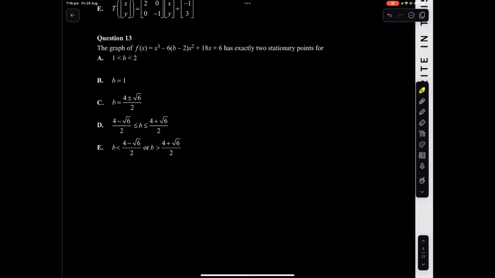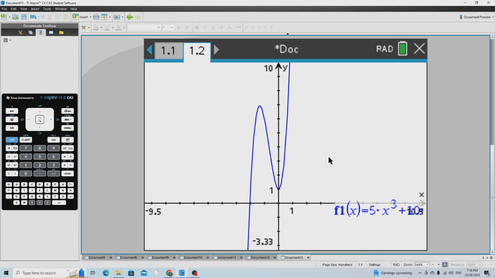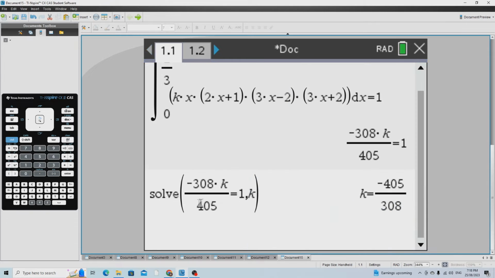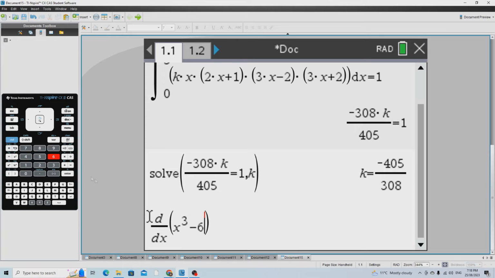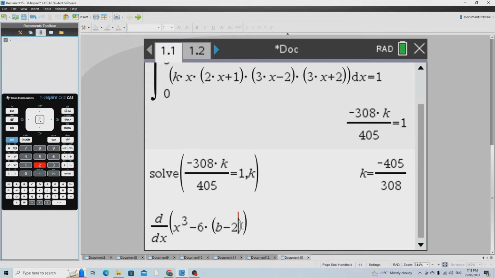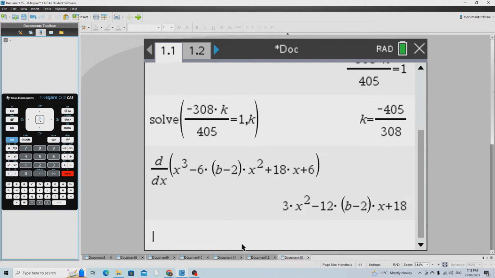Alright, the graph of f of x has exactly 2 stationary points, find b. Very easy, just probably use the discriminant for this. So go on your calculator and just say, find the derivative of this function, so x to the power 3 minus 6 times b minus 2 times x squared plus 18x plus 6. So it will give you this. Have I written it right? Perfect. Okay, so we've got this.